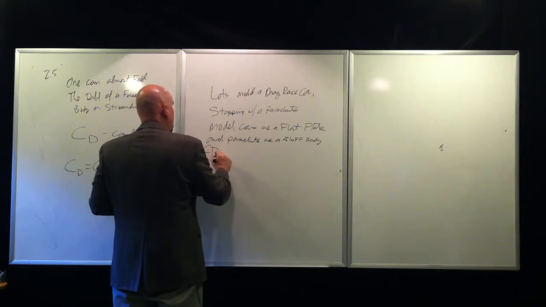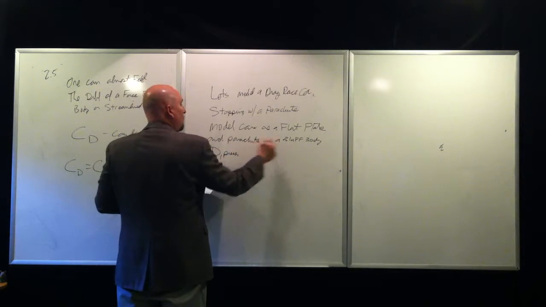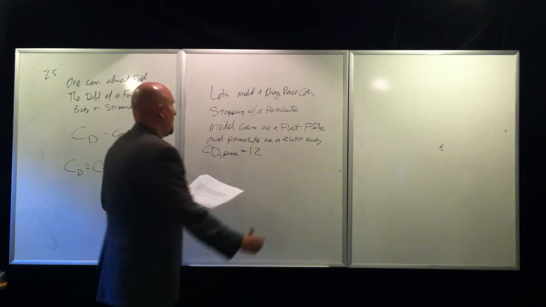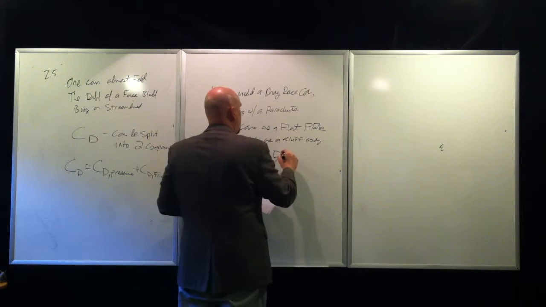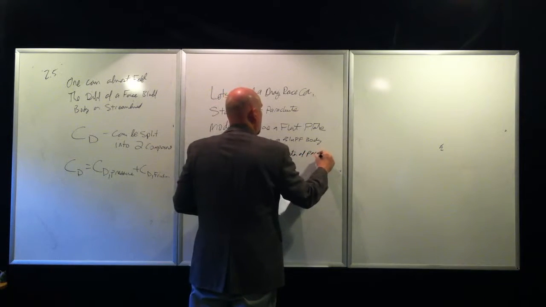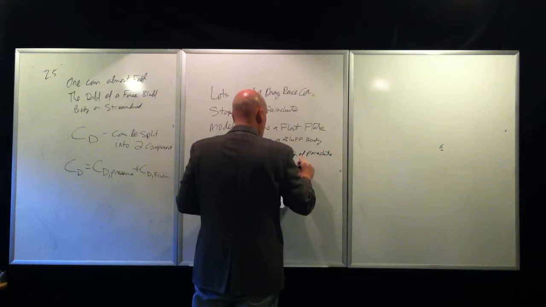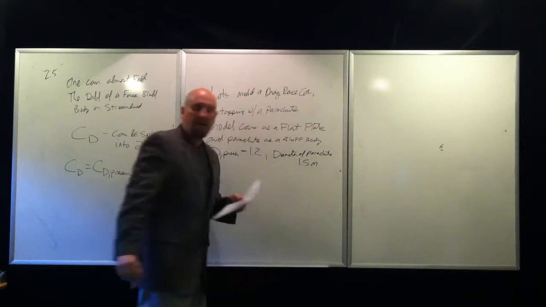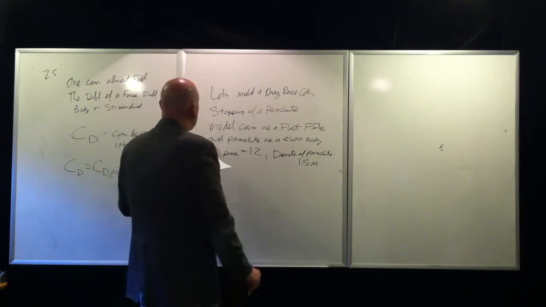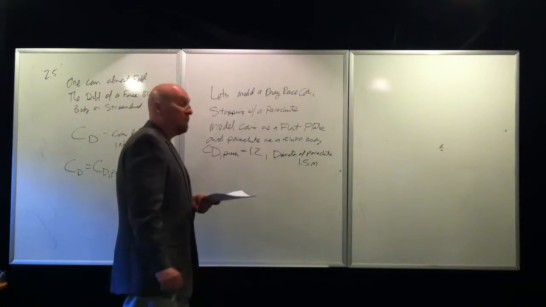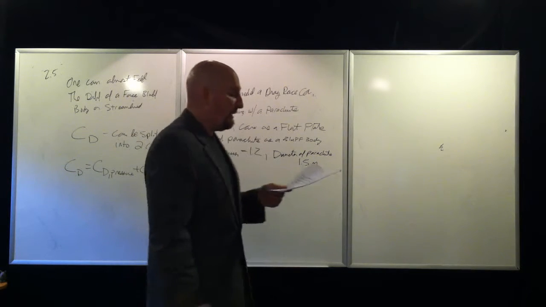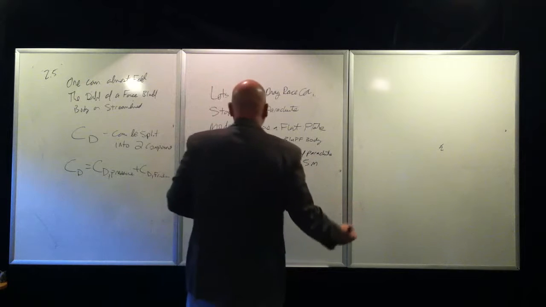Where the coefficient of drag due to pressure for the bluff body is 1.2, and the diameter of the parachute is 1.5 meters. So the diameter of the parachute is going to be 1.5 meters. The parachute has a coefficient of drag of 1.2. We're going to model the car as a flat plate.